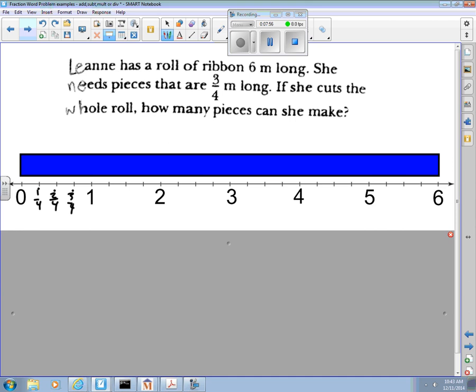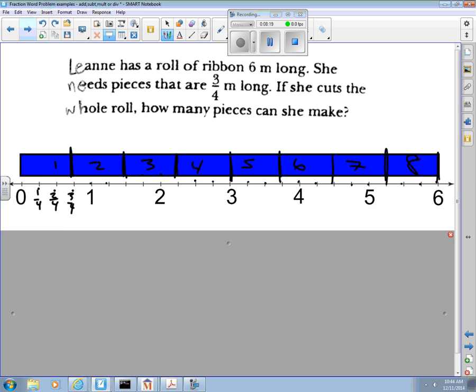So I am going to cut this ribbon here at 3/4, and then 1, 2, 3 at the next 3/4, and 1, 2, 3 at the next, and so on. Look at that, it fits perfectly, and there are 1, 2, 3, 4, 5, 6, 7, 8 pieces that it's been cut into.